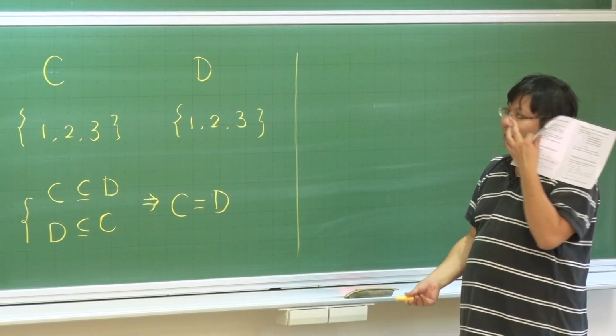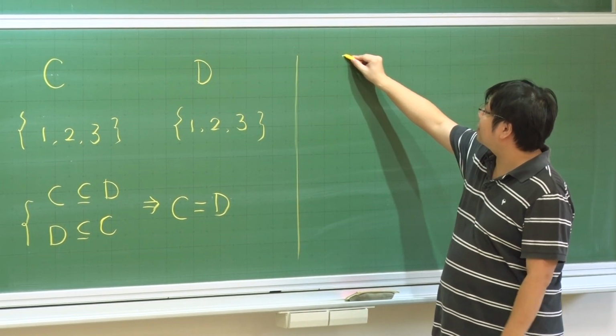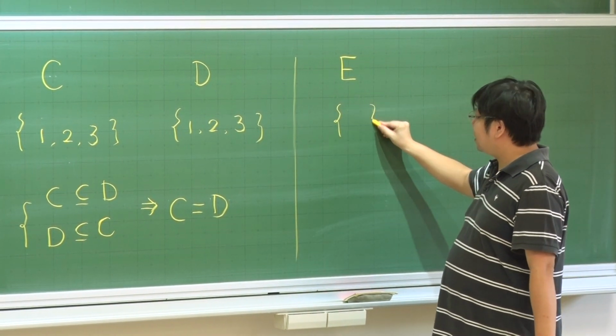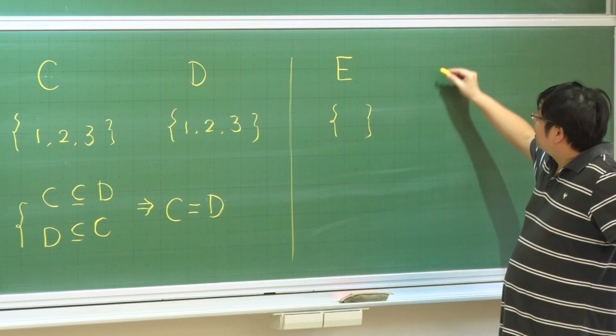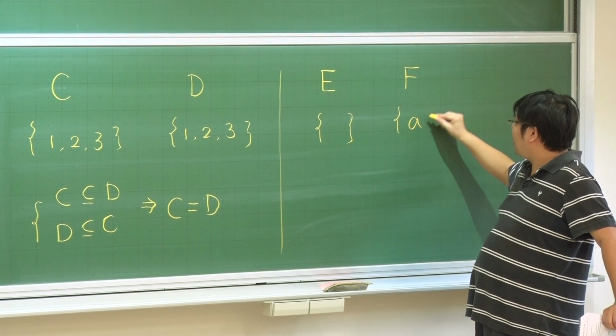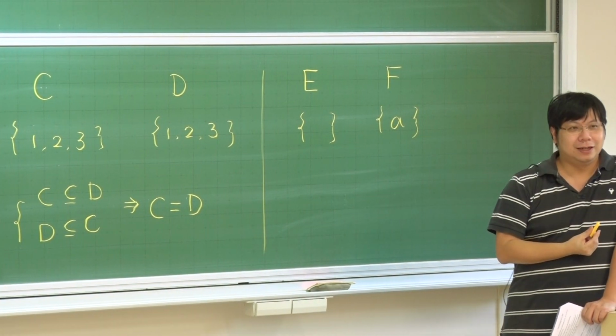Now, this is a tricky case. Okay, let's have a set E. So E is an empty set. It doesn't contain anything. And let's say we have an F. F is a set that contains the English character A. Is that okay? Okay.